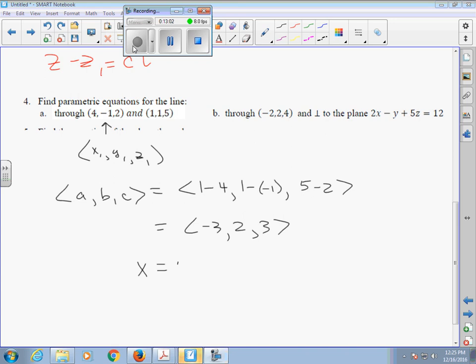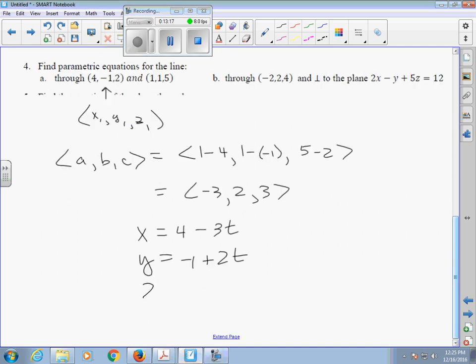X equals x1, which is 4, minus a, which is 3, times t, where t is some scalar. Y equals negative 1 plus our b value from the vector, which is 2t. And then lastly, we have z, which is the z value of 2 plus 3t. Now, if you use the other point, that's fine. And if you flip them around as well, then you just have the opposite vectors, which is fine, because it would just take different t values to get to any point.